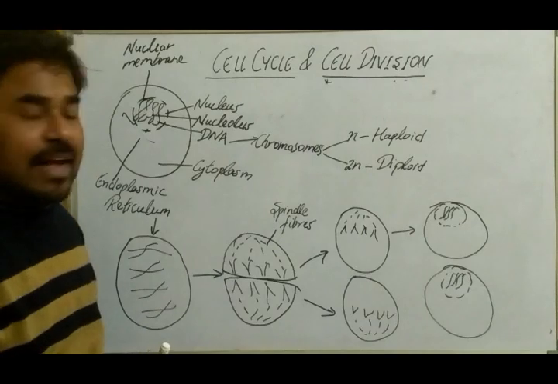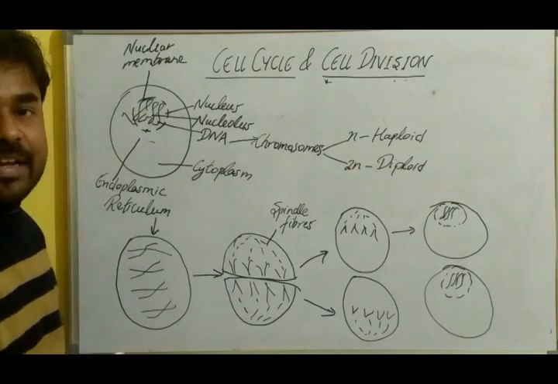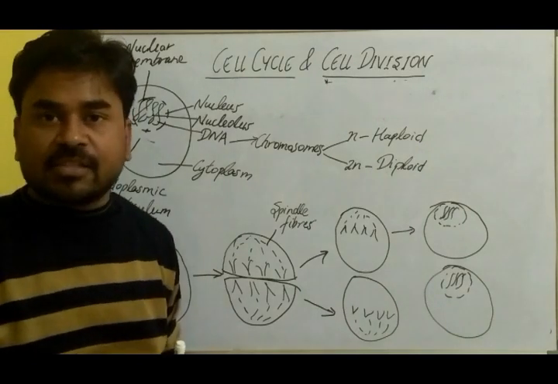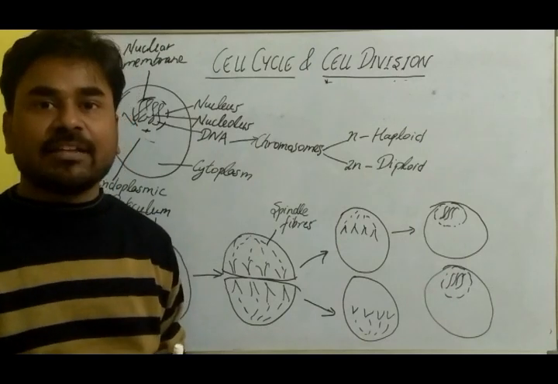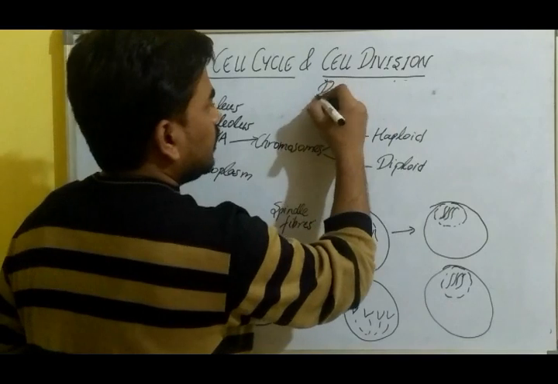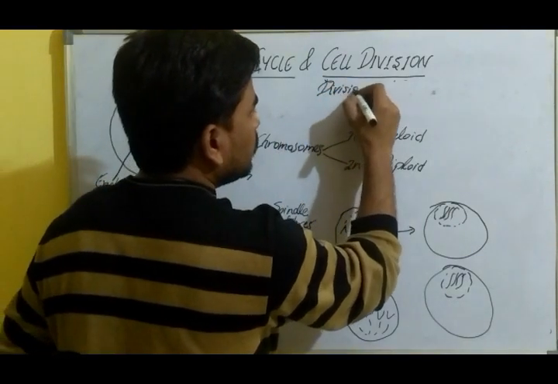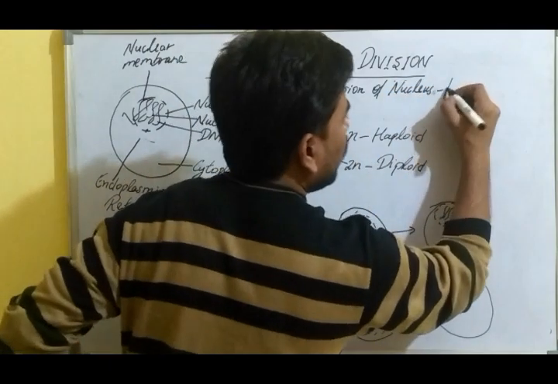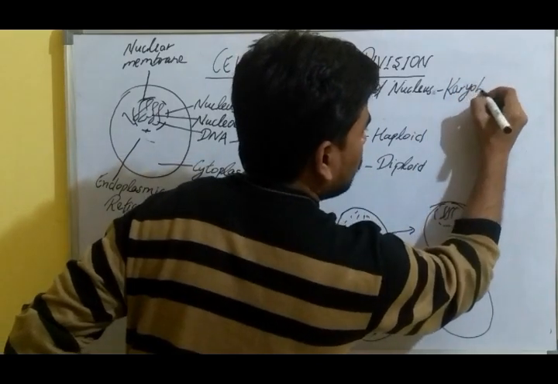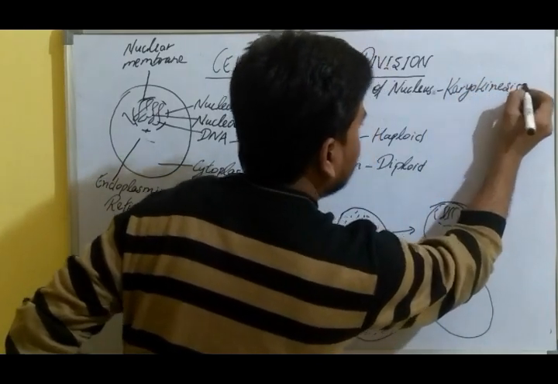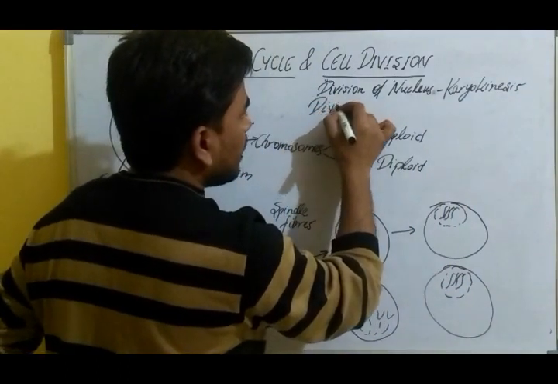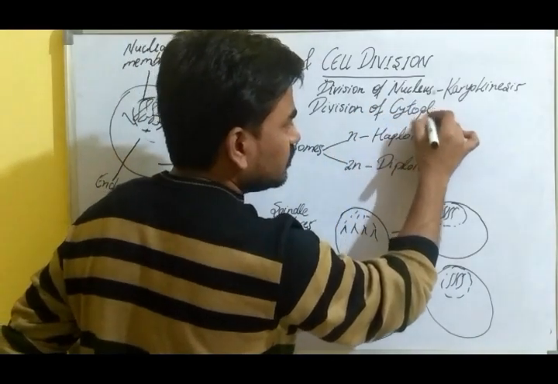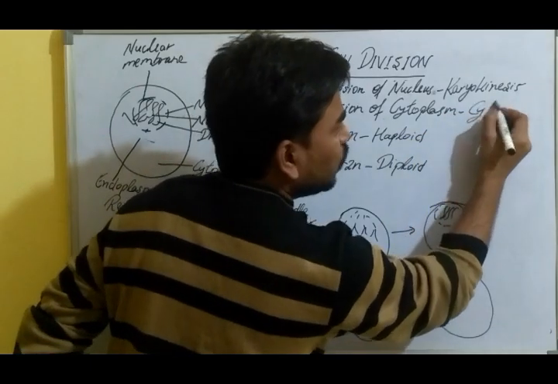So overall, we see that the cytoplasm of the cell is dividing and the nucleus is also dividing. The division of the nucleus is called karyokinesis and the division of the cytoplasm is called cytokinesis.